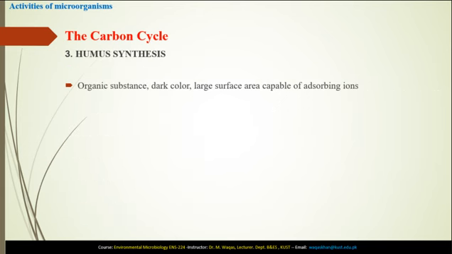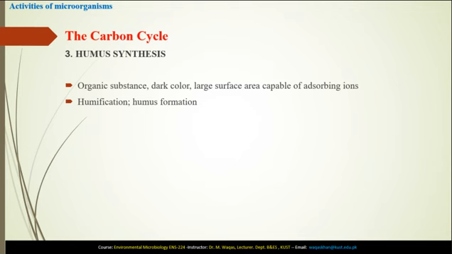The third one is the synthesis of humic substance, or simply we can say the humus synthesis. What is humus? Humus is an organic substance, usually dark in color, that makes up a system of large surface area. If a substance has a high surface area, it is capable of absorbing different types of ions from water and gases. And the process of humus formation is termed as humification.